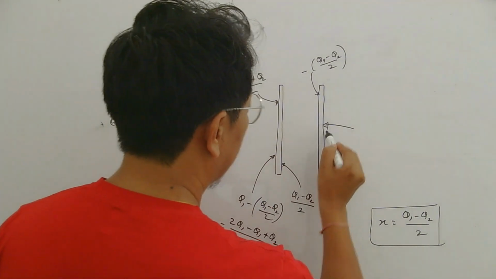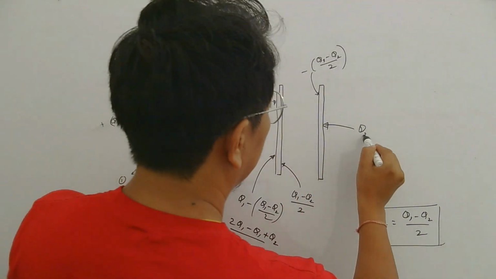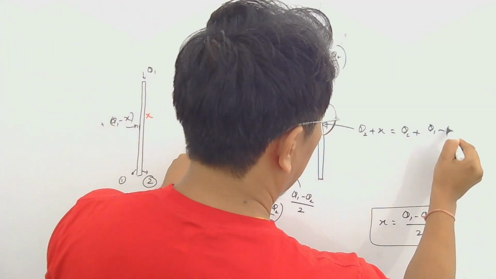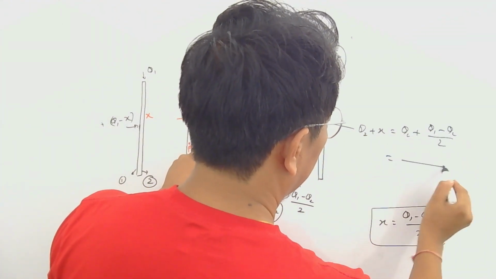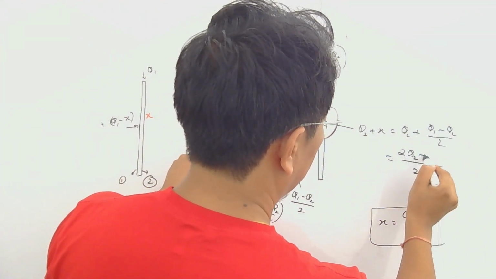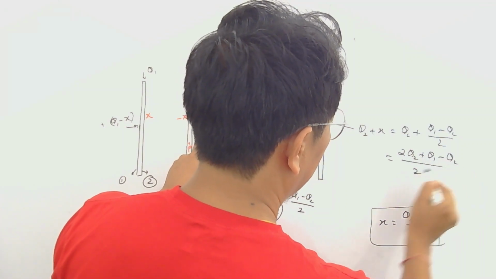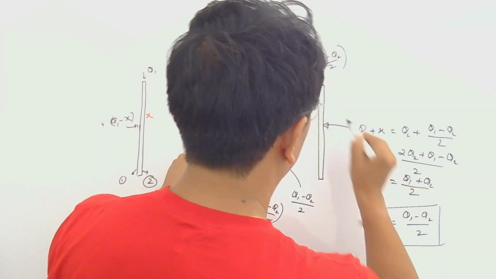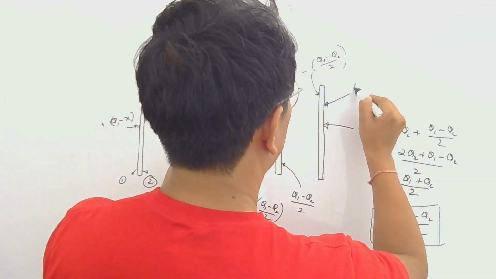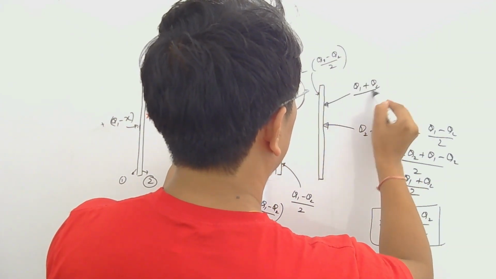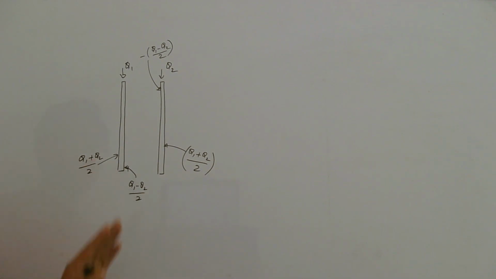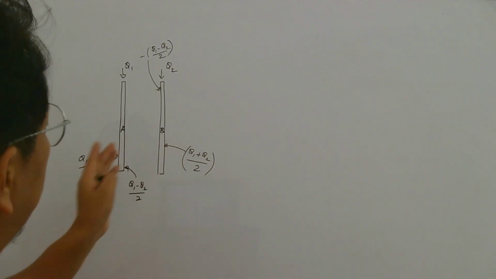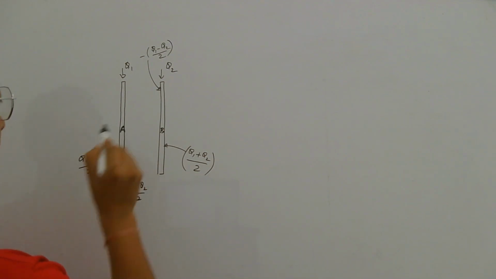The charge here will be what? Q2 plus X. So Q2 plus X, where X is Q1 minus Q2 by 2. If you take 2Q2 plus Q1 minus Q2, here also you will get Q1 plus Q2 divided by 2. So Q1 plus Q2 divided by 2. So we learned this is the distribution of the charge on the surfaces of the two plates A and B.